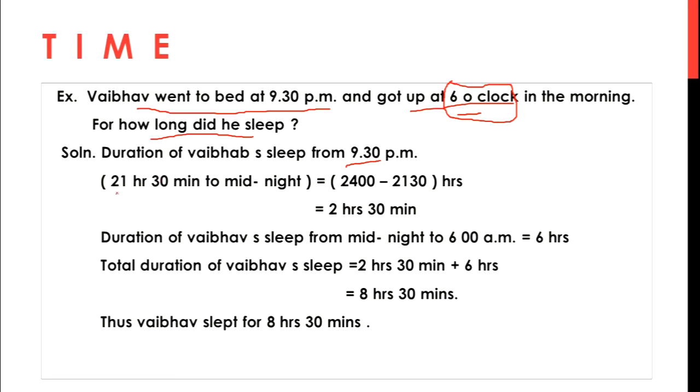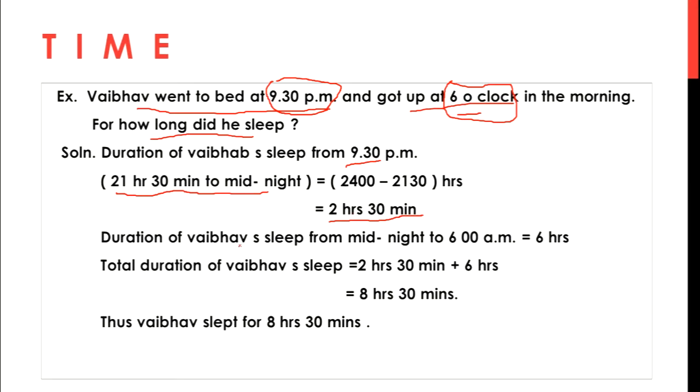Therefore he is calculating like this: 9:30 p.m. converting into 24-hour watch gives you 21 hours 30 minutes. To midnight, means 24 o'clock, the duration comes out equal to 2 hours 30 minutes. 21 hours 30 minutes up to 12 midnight means 24 hours. So subtracting it, we get 2 hours 30 minutes.